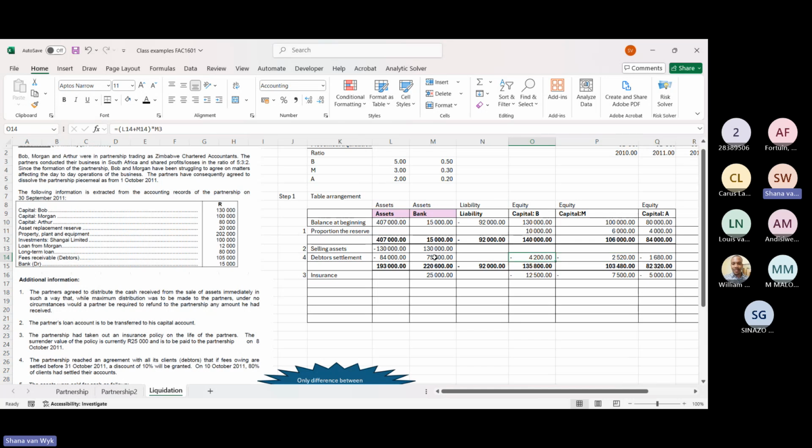Okay. I just quickly want to see if it makes sense. Debtor settlement. So we received less money than we should have received. So bank is debit. Credit. Do you agree this is a minus? It lessens our capital.